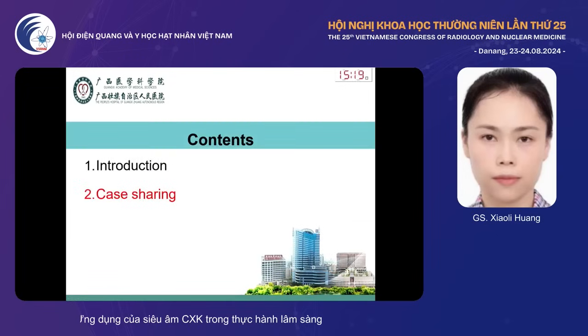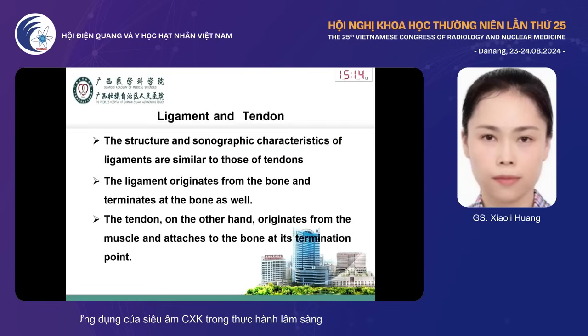From the above images, we notice that the structure and sonographic characteristics of ligaments are similar to those of tendons. How can we differentiate them? The ligament originates from the bone and terminates at the bone as well. The tendon, on the other hand, originates from the muscle and attaches to the bone at its terminational point.